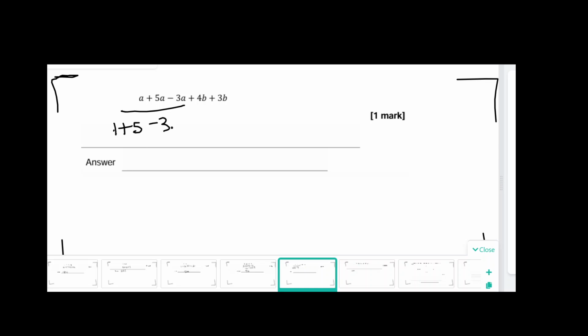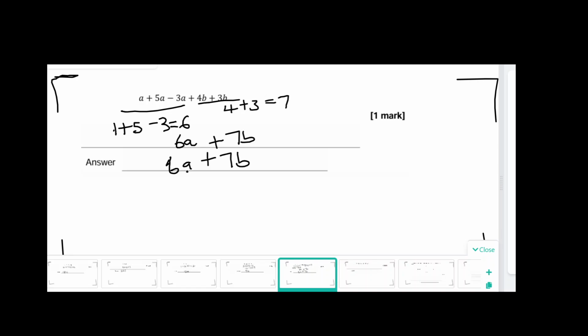Okay, so that's 6 minus 3, and that's equal to 3. So we have 6a. And now we can look at the b part. So we have 4 plus 3, and that gives us 7. So we have positive 7b. So our final answer is 6a plus 7b.